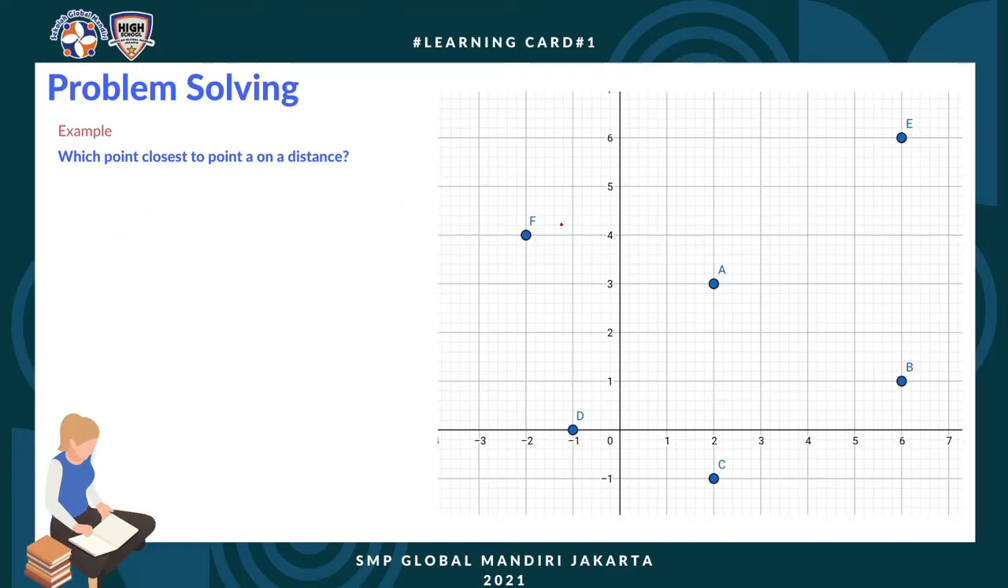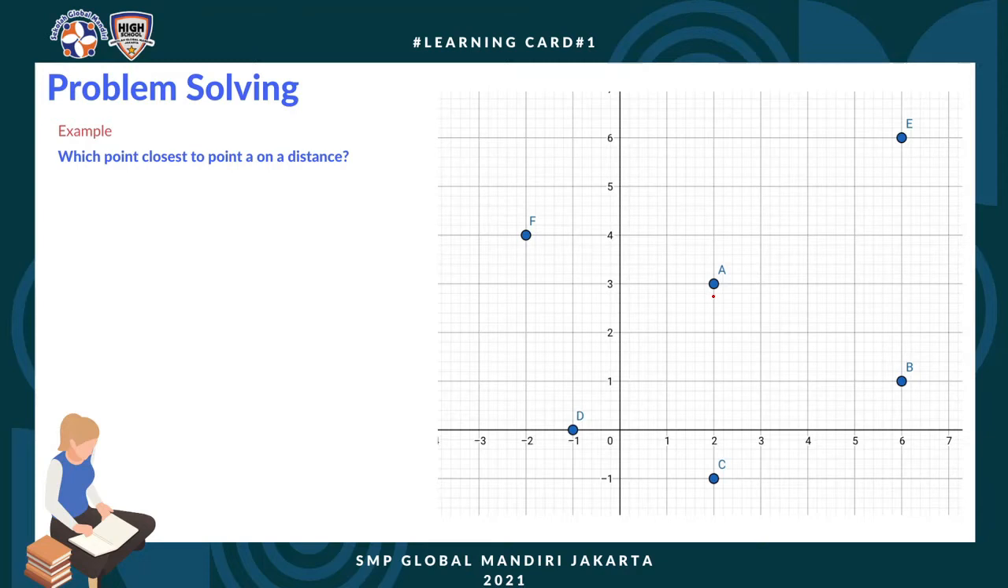In this question we are asked to find the point that is closest to point A. Let's say this is point A, and which point between B, C, D, E, and F is closest to point A? If we just look at the picture, maybe we can conclude that point D is the closest, or point C, or even point F. But we need to prove it by calculating the distance of each point to point A.